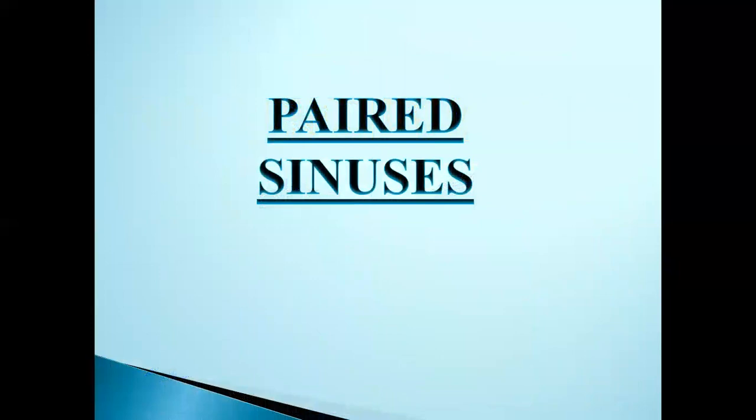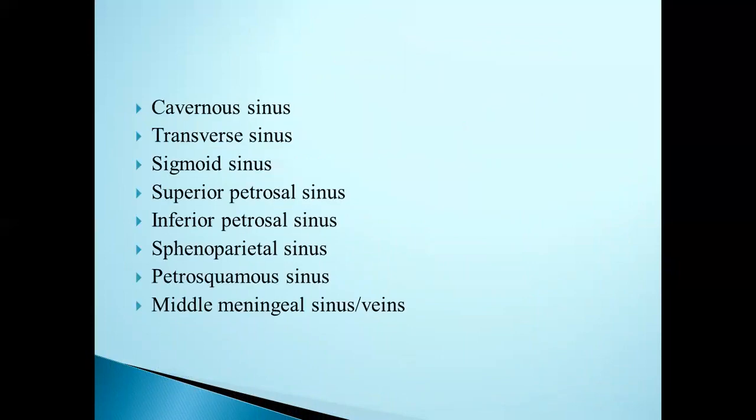Next are the paired sinuses. Paired sinuses are two in number, situated on either side of the cranial cavity. First and foremost is the cavernous sinus, others are the transverse sinus, sigmoid sinus, superior petrosal, inferior petrosal sinus, sphenoparietal sinus, petrosquamous sinus, and middle meningeal sinus or vein.